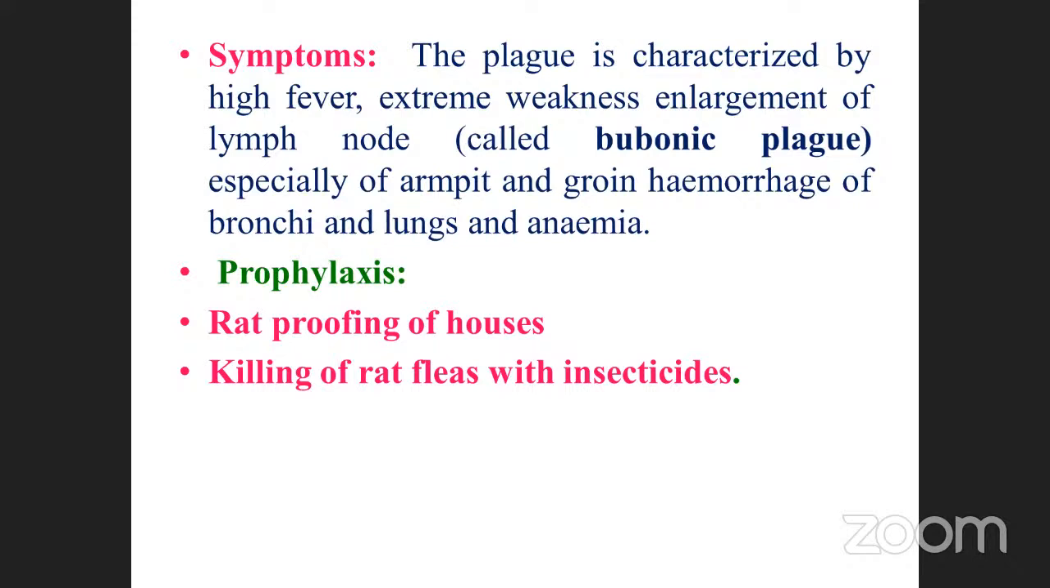Prophylaxis, how will it be? Rat proofing of houses. You have to proof, which means you have to cover so that there is no rat. How will it be? You have to use insecticides. Killing of rat fleas with insecticides. Okay, this is also a very complicated one.